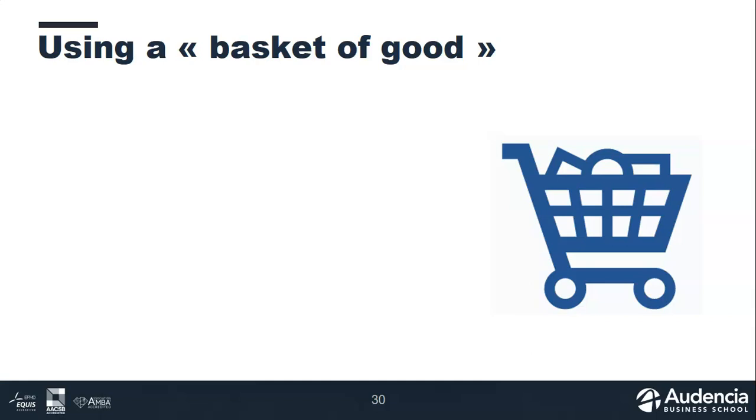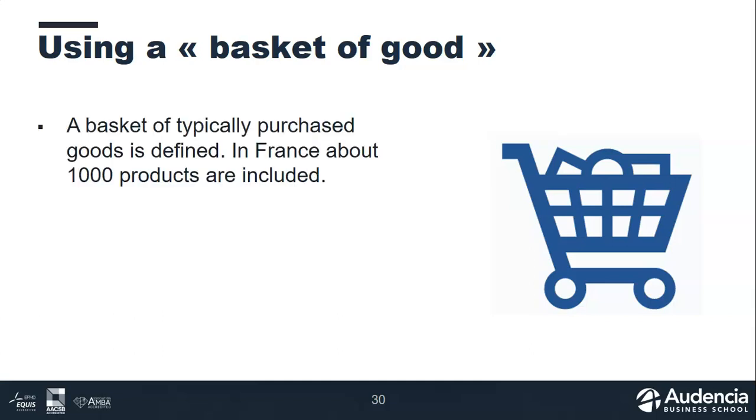And then we'll look at how much that basket of goods and services costs. How much are we paying to buy those goods and services? And are we paying more or less than in the past? This will allow us to measure inflation. So a basket of typically purchased goods is defined in France by the French economic authorities. Obviously it's a basket that is not really purchased. It represents a large amount of goods and services.